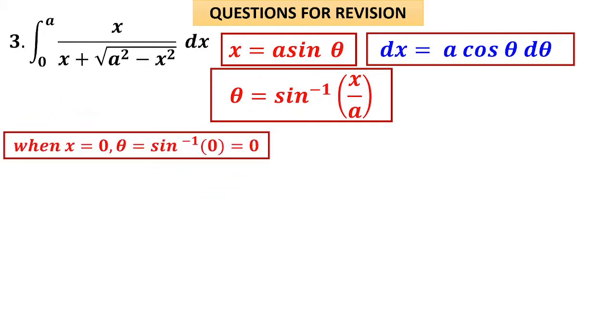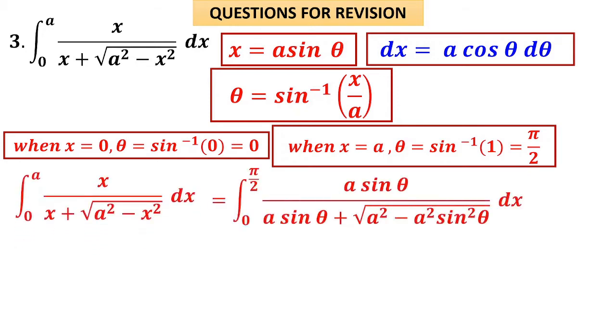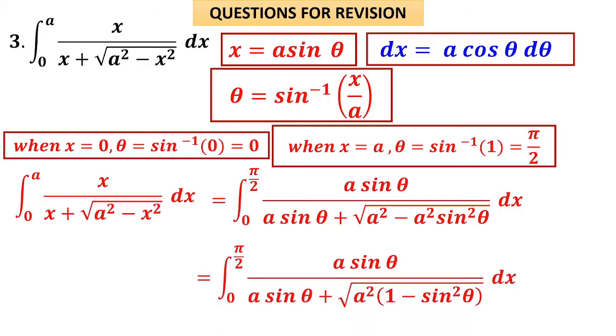When I have x is equal to 0, theta will be sin inverse 0, therefore 0. When I have x is equal to a, theta will be sin inverse of a by a, which is 1, which is pi by 2. So I got a new integrand now: integral 0 to pi by 2 of a sin theta by a sin theta plus root a square minus a square sin square theta. Now I will take a square outside inside the bracket square root. It will be a square into 1 minus sin square.